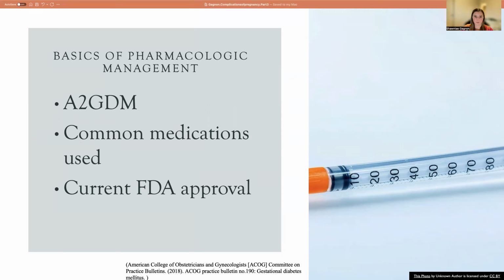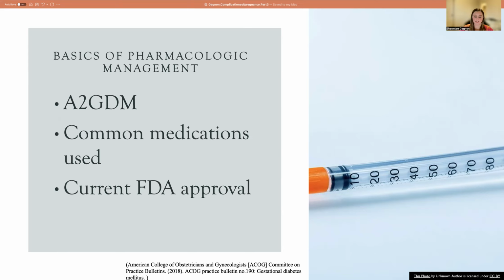We would use pharmacologic management when patients have done their dietary and exercise interventions. They might have helped a little, but their blood sugars still are too high for where we'd like to see them. So, insulin is the gold standard, FDA approved for treatment of GDM right now.